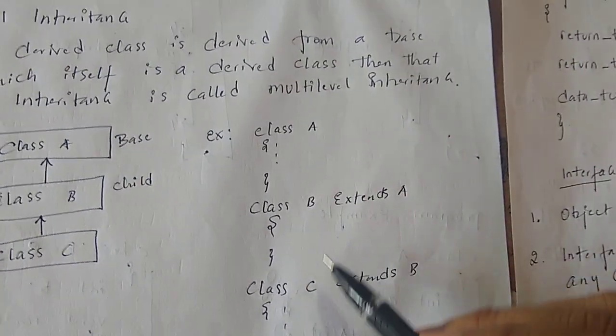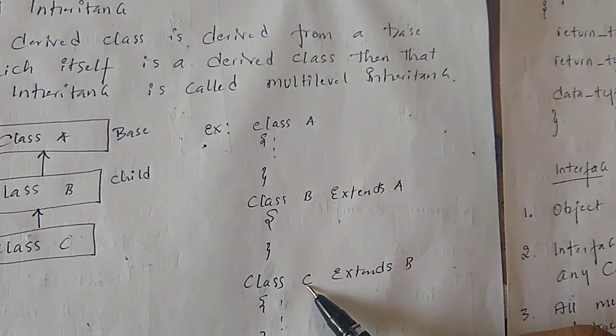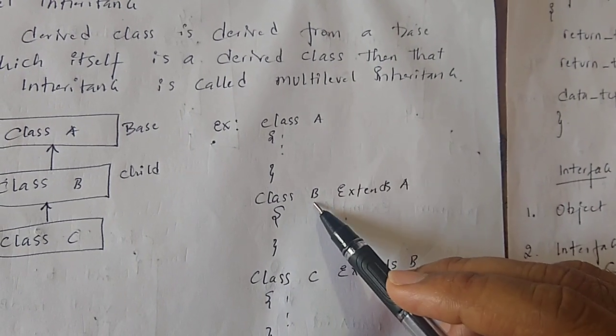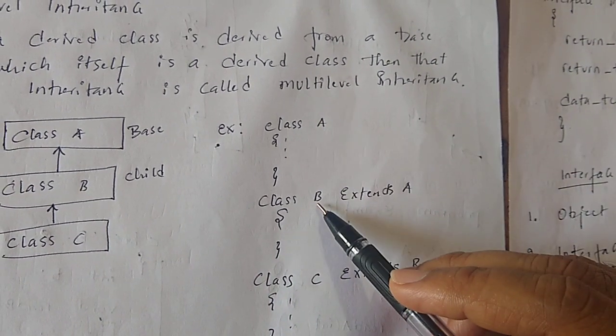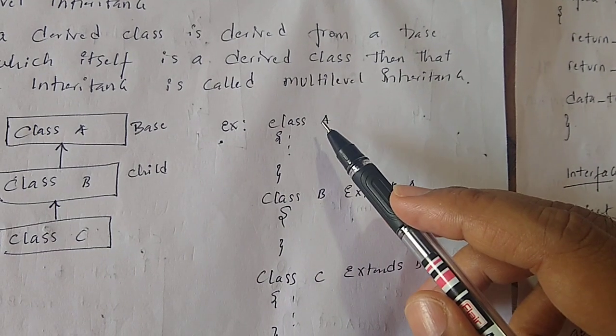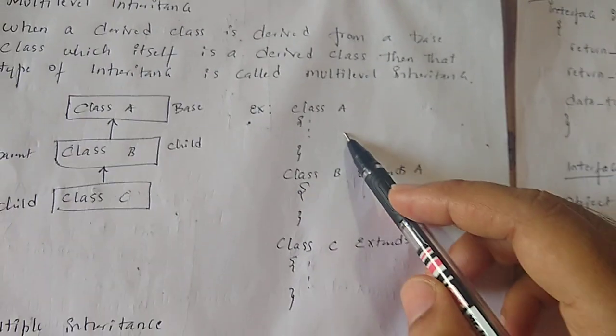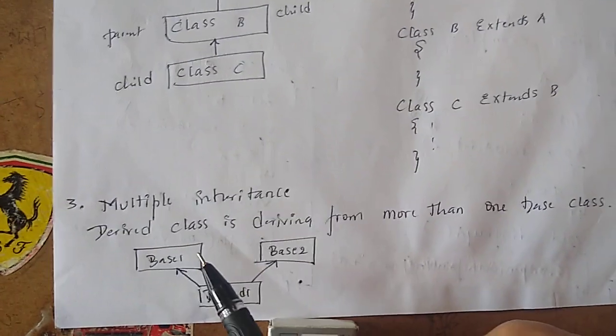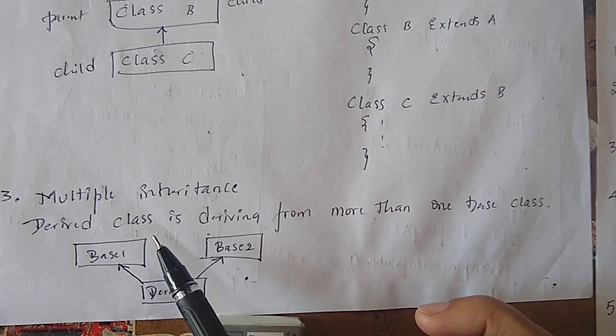There's a class A, class B, and class C. So class C is a derived class for B, and B is a parent class. But if you consider these two, B is a derived class, whereas A is a parent class. Such a type of inheritance is called multi-level inheritance.